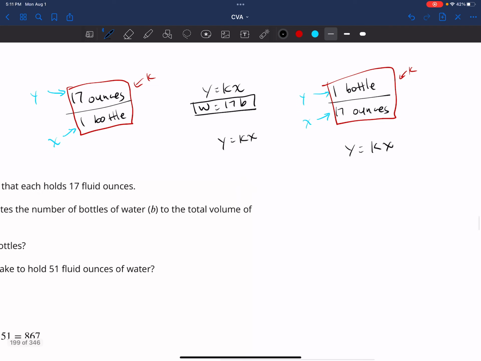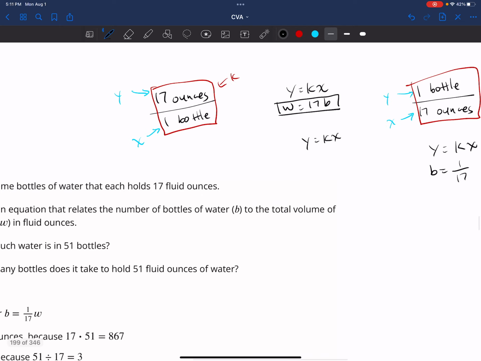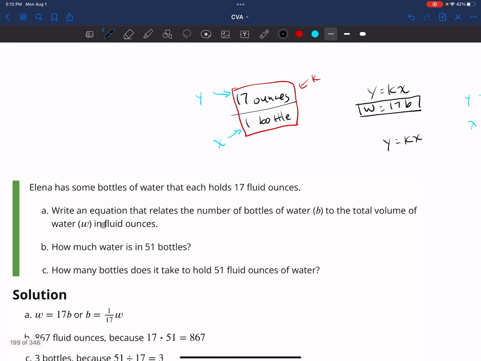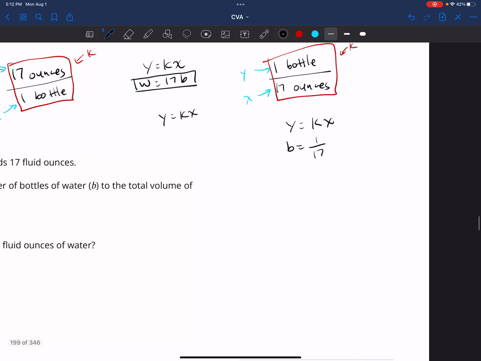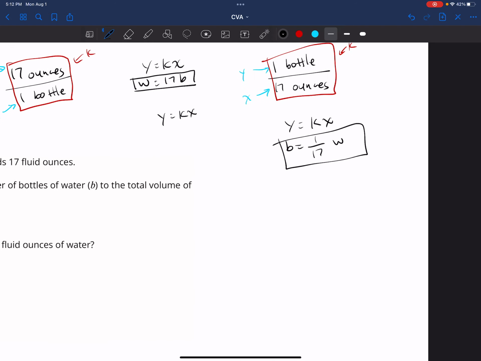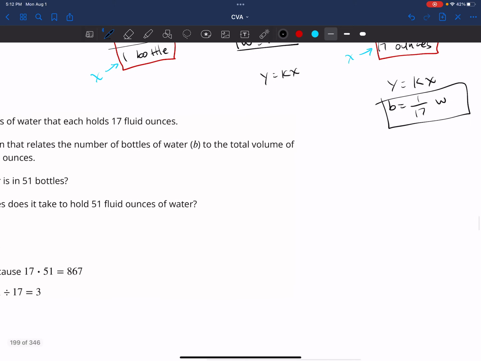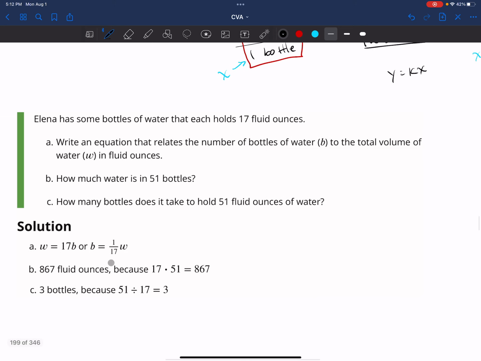And then y is represented by b, because bottle is equal to k, which is 1 over 17, and my x, which is ounces, is w in fluid ounces. So therefore, my second equation is b is equal to 1 over 17 w. B is equal to 1 over 17 w. And there you have it. And that is the first one.